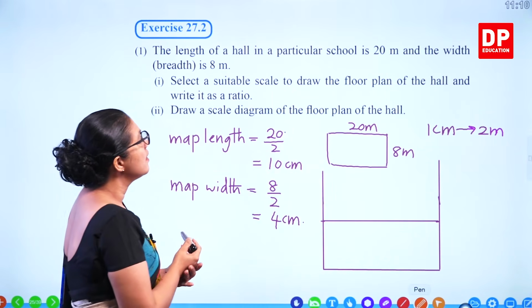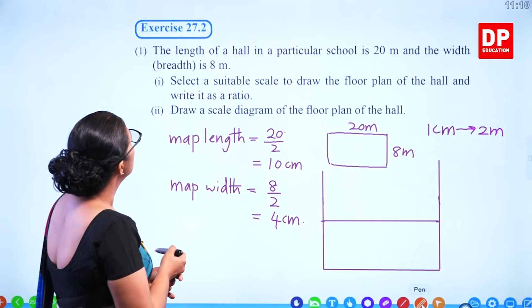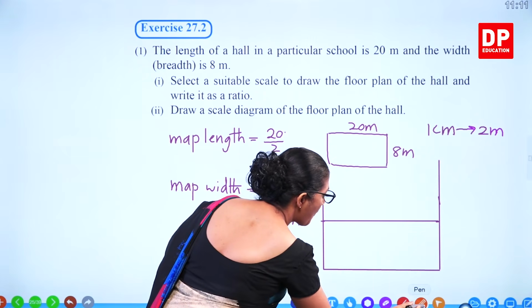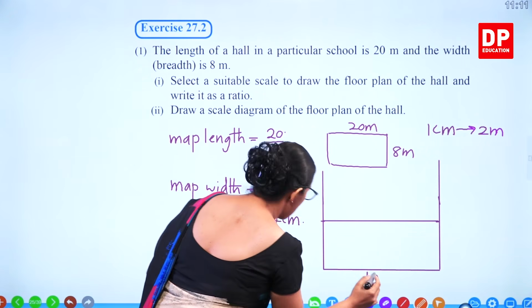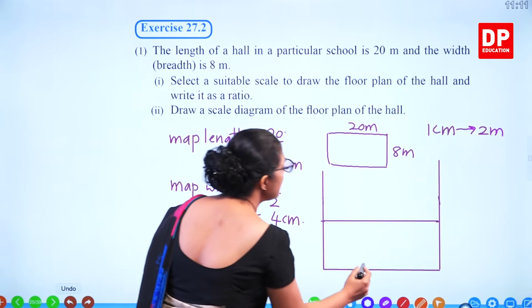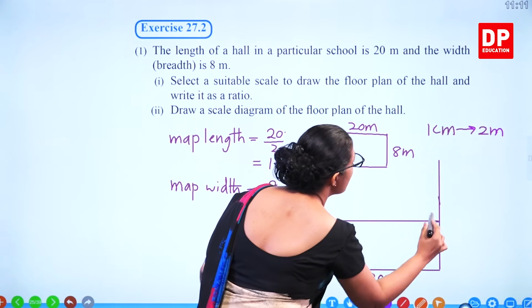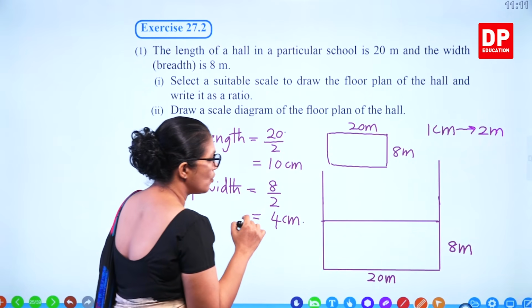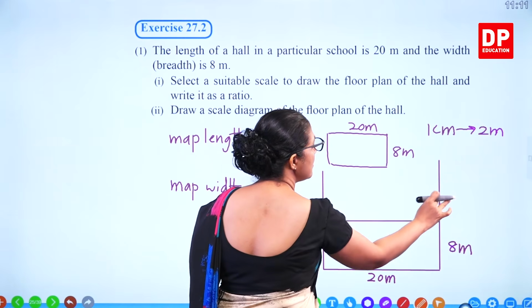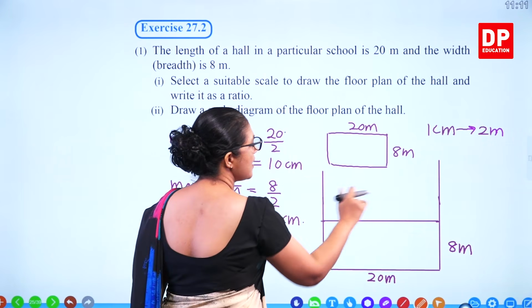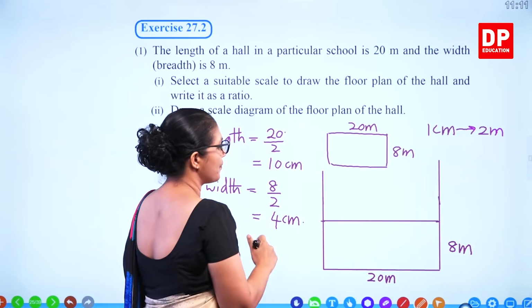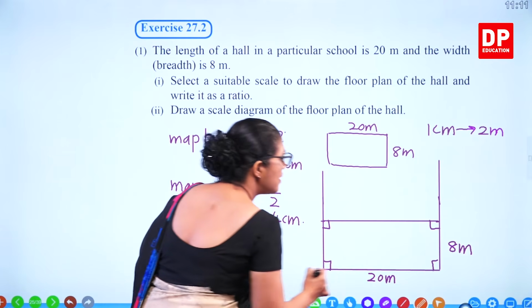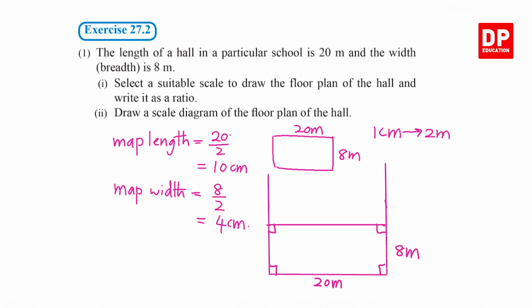So that's the map. So what's the length? We took 2, so that's 10 centimeter or actual length. We'll write actual length, 20 meter length, and here 8 meter width. So later, you can erase these lengths because this is extra. And here you can mark these angles are 90 degrees.